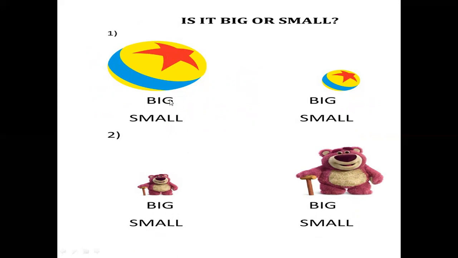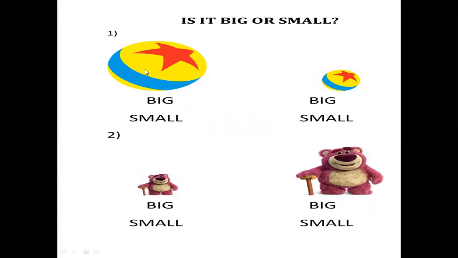Now look here. Again, there are two balls. They are same, but they are different in size. The one is big and the other one is small. Again, there is a big and small already written under the ball. So we are going to look at the ball. Is it a big or is it a small? According to the size of the ball, we will circle the correct spelling.